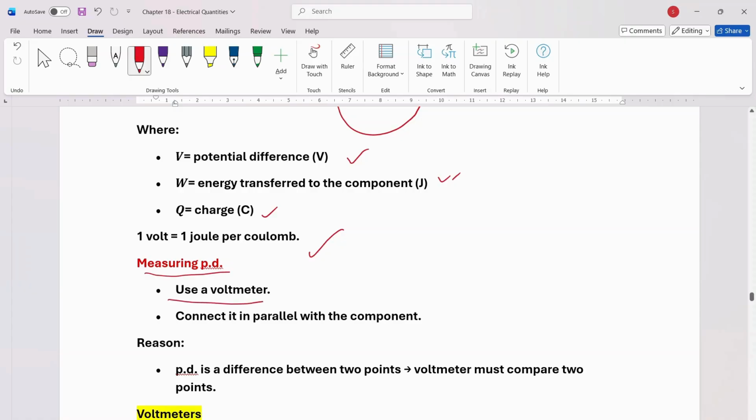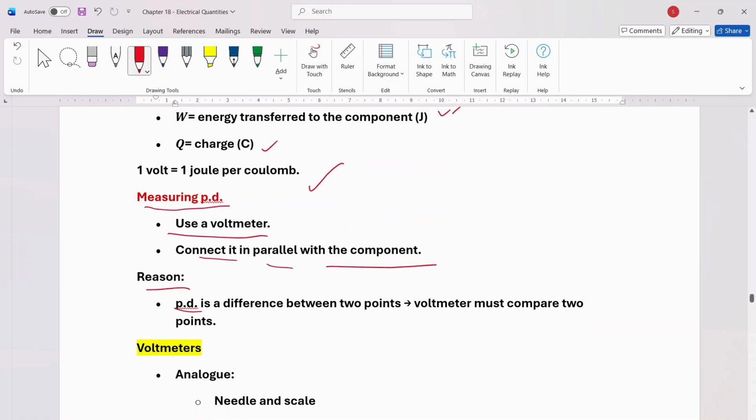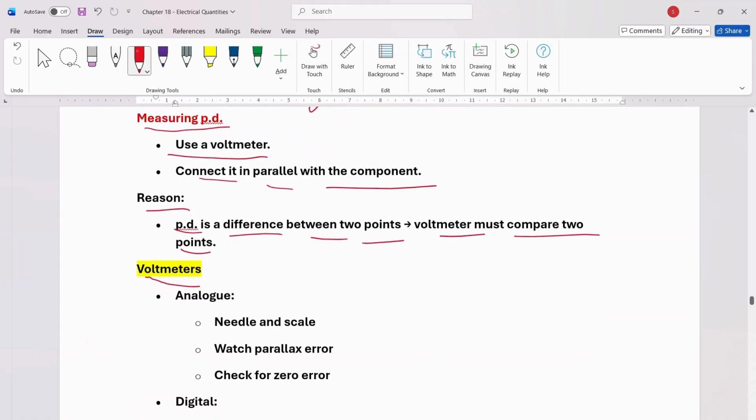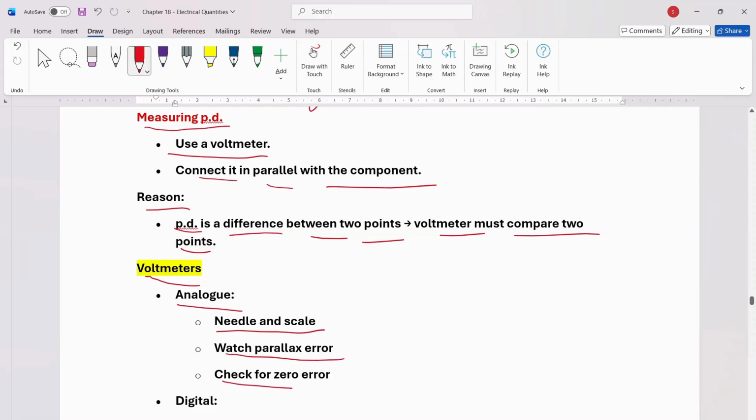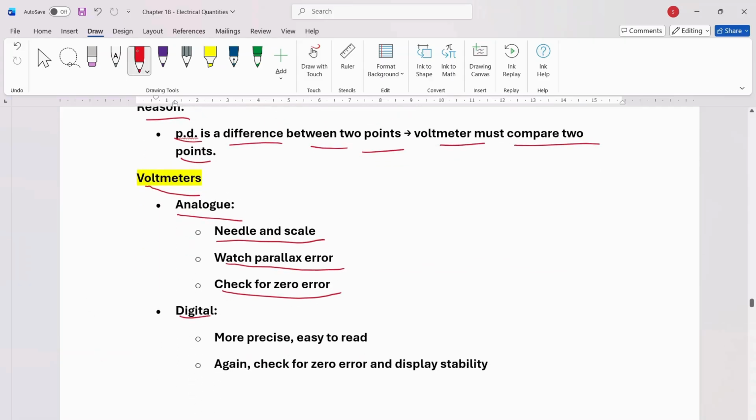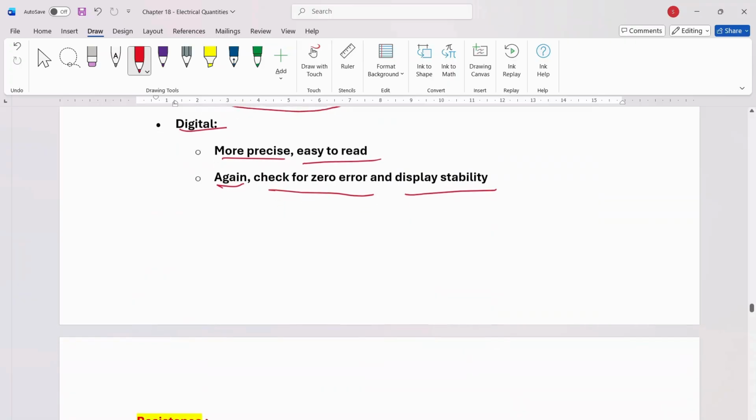Measuring PD, use a voltmeter. Connect it in parallel with the component. Reason: potential difference is the difference between 2 points, so the voltmeter must compare 2 points. Analog voltmeters have a needle and scale, so watch for parallax error and check for zero error. If it's digital, it is more precise and easy to read. Again, check for zero error and display stability.